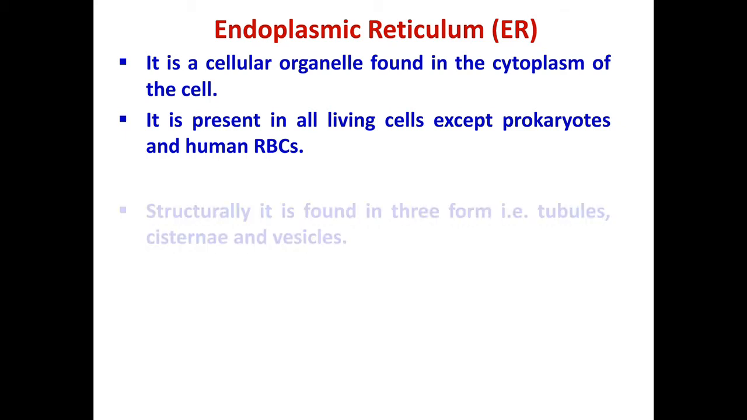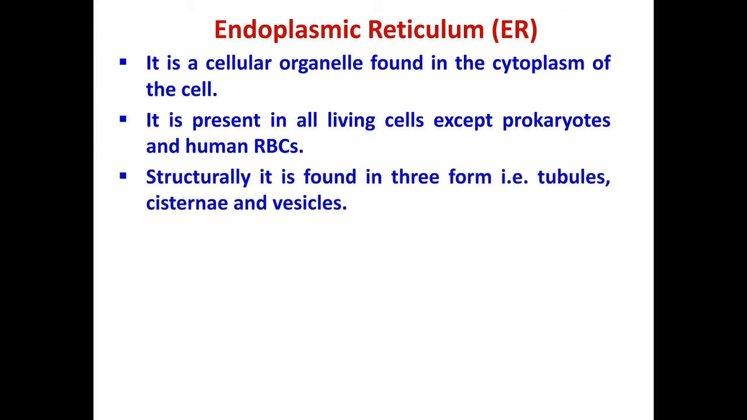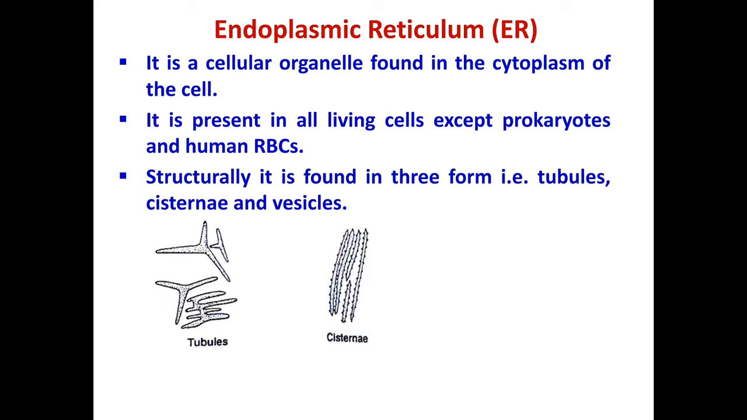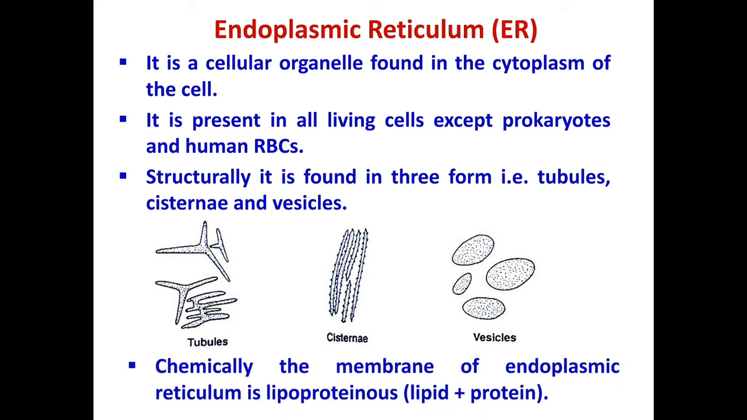If we talk about the structure of endoplasmic reticulum, then we find endoplasmic reticulum in three forms. First form is tubules, second form is cisternae, and third form is vesicles. Tubules are membrane enclosed tube like structures. Cisternae are the network of membranes and vesicles are sac like enclosed structures. So next important point about endoplasmic reticulum is that its membrane is lipoproteinous in nature, means its membrane is made up of lipid and protein.